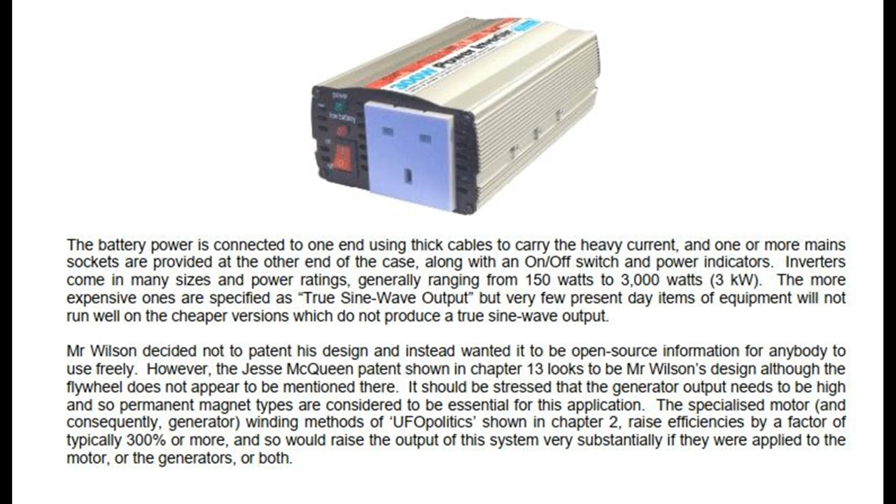Mr. Wilson decided not to patent his design and instead wanted it to be open source information for anybody to use freely. However, the Jesse McQueen patent shown in Chapter 13 looks to be Mr. Wilson's design, although the flywheel does not appear to be mentioned there. It should be stressed that the generator output needs to be high, and so permanent magnet types are considered to be essential for this application.